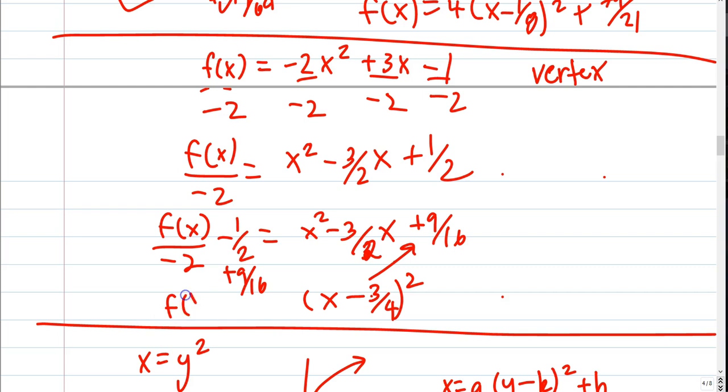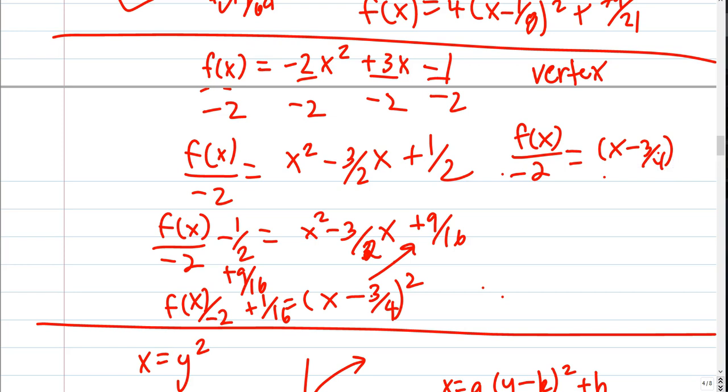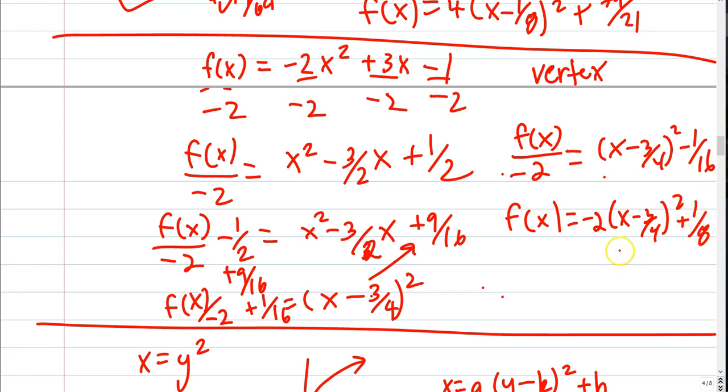So we have f of x over negative 2. 8/16, 9/16. I think we're going to end up with 1/16. Subtracting that over. Multiplying everything by the negative 2: negative 2, x minus 3/4 squared, that becomes plus 1/8. So our vertex would be at 3/4, comma 1/8.